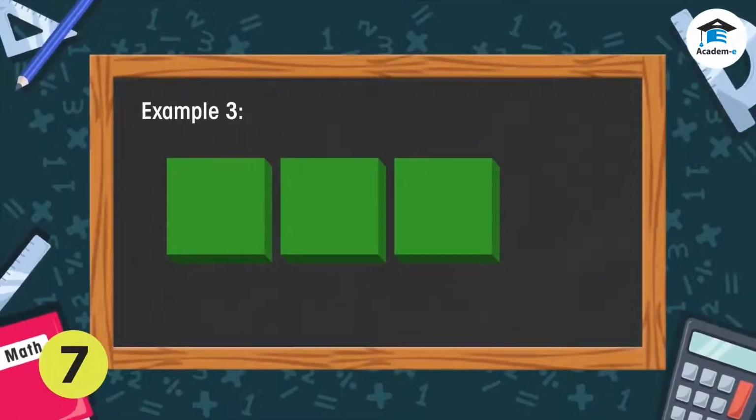These are 3 flats. Remember, each flat represents 100. Let's count by 100s. 100, 200, 300. These 3 flats represent the number 300.